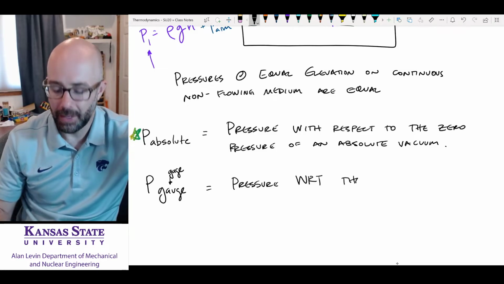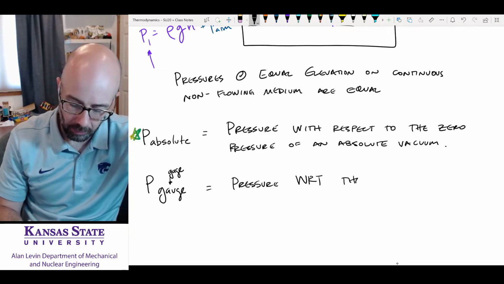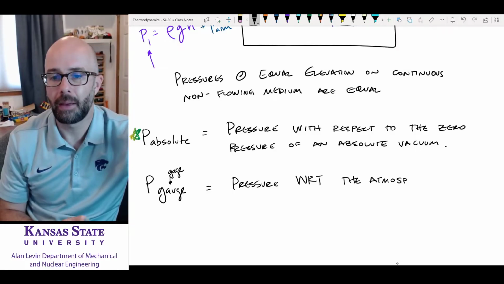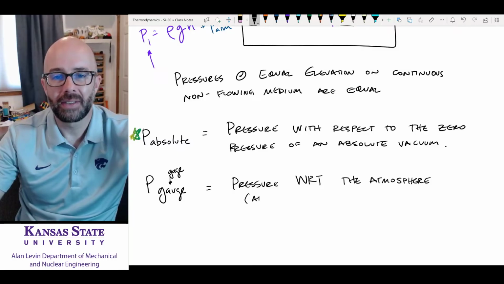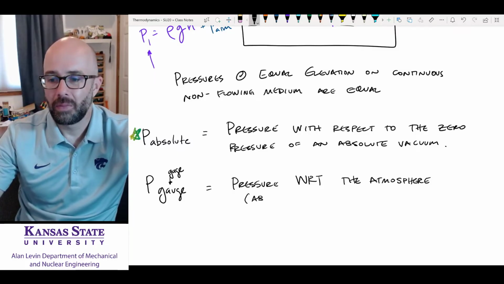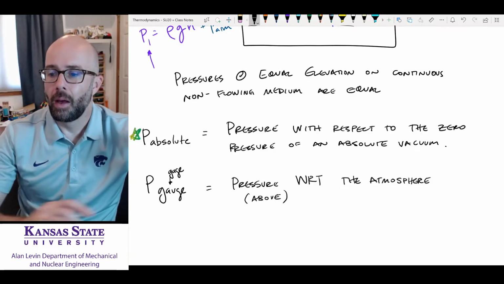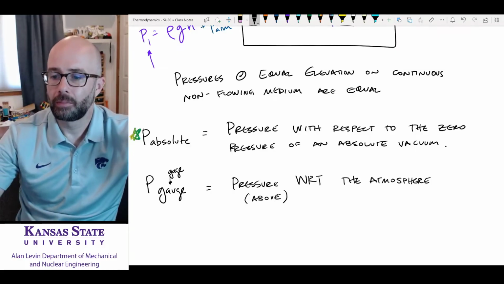Okay, and basically this is going to be above the atmosphere. Looks like I'm getting a delay here. I'm going to pause and see if I can get this all figured out.